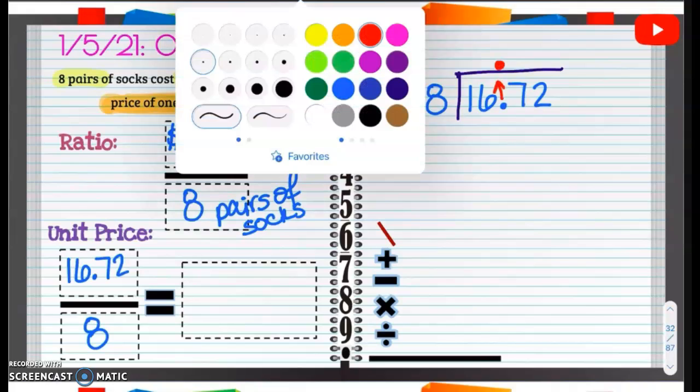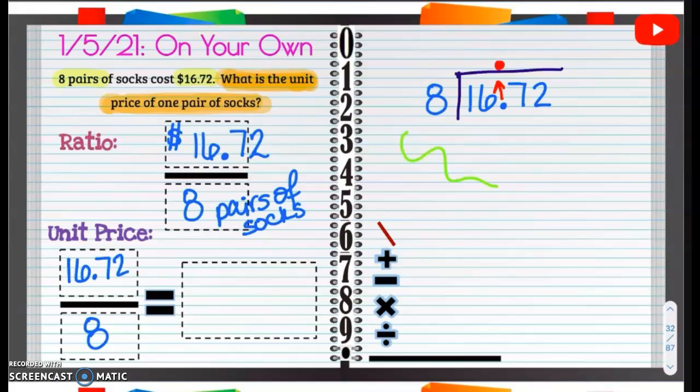Can 8 go into, can you see this color? Yeah, we can, perfect. Can 8 go into 1? Nope, but can 8 go into 16? Yes, it can. It can go in 2 times. So 8 times 2 is, in fact, 16. I'm going to subtract. 16 minus 16 is 0. Am I done? No, we got to bring down that 7.